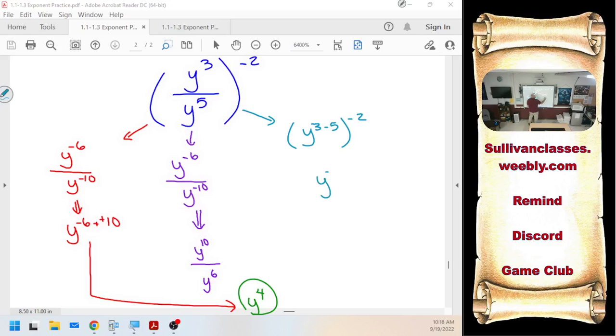Well, now that's y to the negative second to the negative second. Now I multiplied exponents. Negative 2 times negative 2 is 4. Okay? There's a bunch of ways to do these because multiplication's commutative and exponents are just a crap ton of multiplication. So the order you do them in doesn't matter.